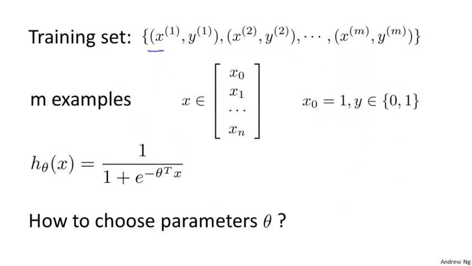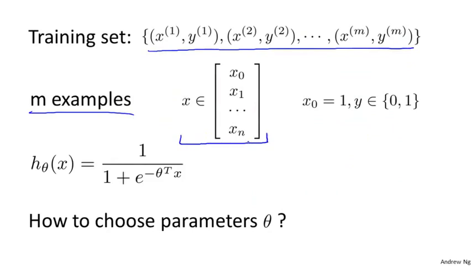We have a training set of m training examples, and as usual, each of our examples is represented via a feature vector that's n plus 1 dimensional. And as usual, we have x0 equals 1, the zeroth feature is always equal to 1. And because this is a classification problem, our training set has the property that every label y is either 0 or 1. This is our hypothesis, and the parameters of the hypothesis is this theta over here.